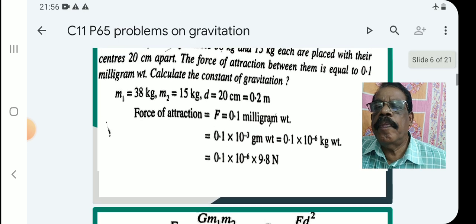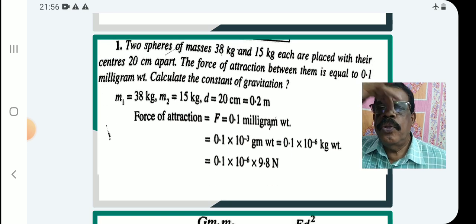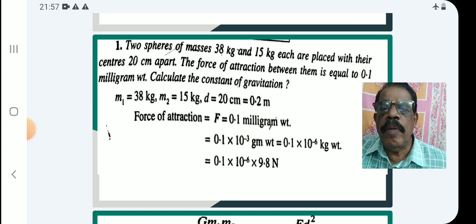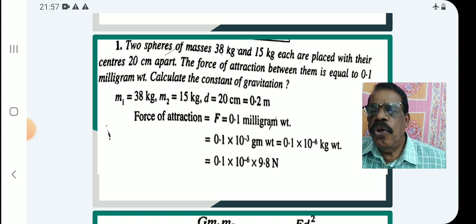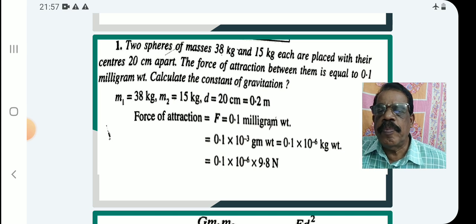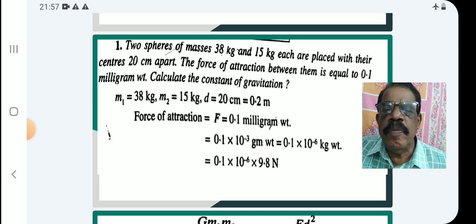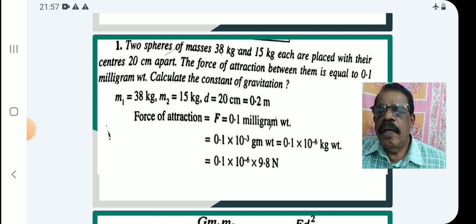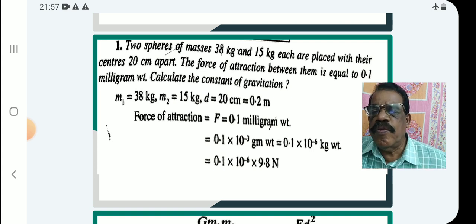Next problem. Two spheres of mass 38 kilogram and 15 kilogram each are placed with their centers 20 centimeter apart. The force of attraction between them is equal to 0.1 milligram weight. Calculate the constant of gravitation. Here also the milligram force is given.